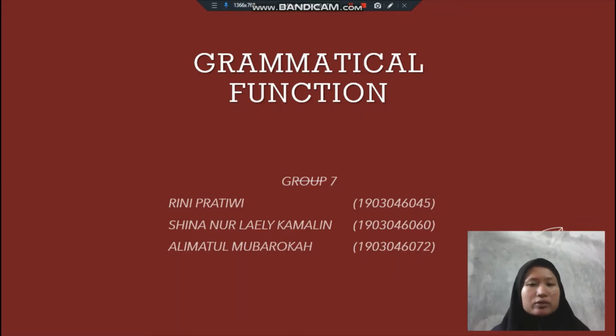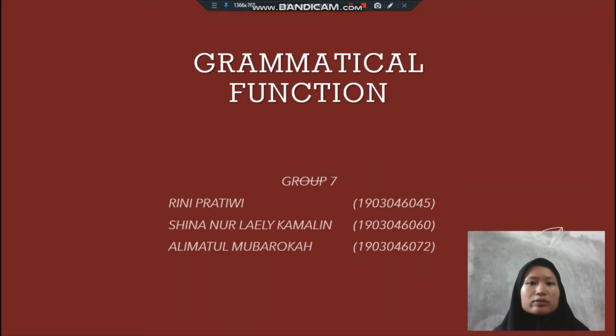So, we are from Group 7, and this time we would like to share about grammatical function. Before I deliver the materials, I would like to present the members of this group. There are three members. The first is me, Rini Pratiwi. The second is Shina Laely Kamalin, and the last is Alimatul.